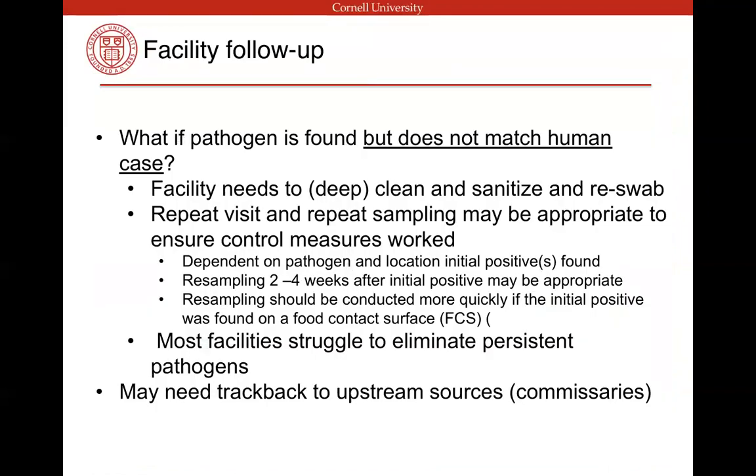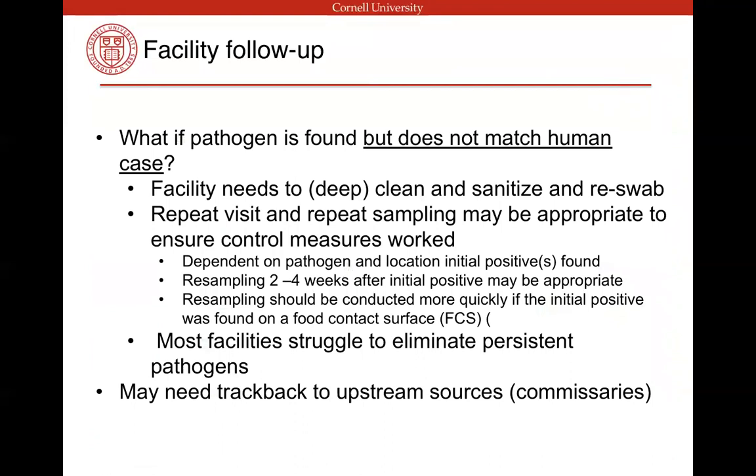So when you're following up with a facility, a lot of times we get asked what to do if they find Listeria in a facility, but it doesn't match the outbreak strain or doesn't match a human case. And so what we tell people is that the facility still needs to deep clean and sanitize and re-swab to confirm that they got rid of it. But it doesn't necessarily mean that you need to shut down the facility.